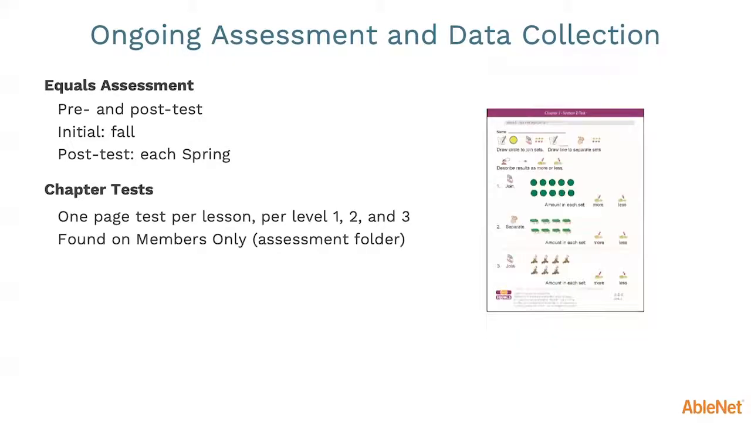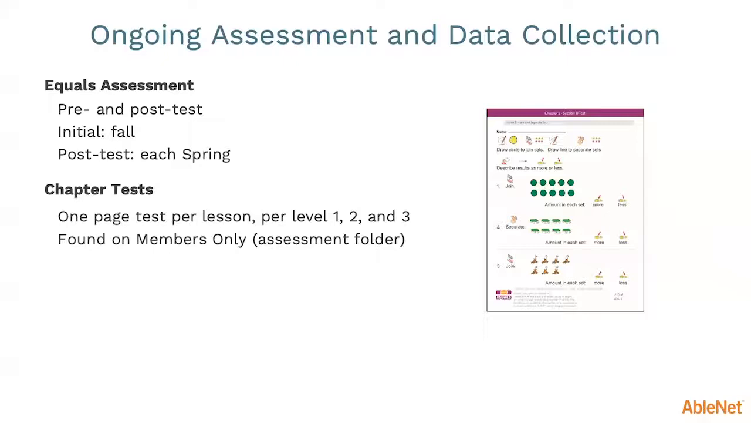A second assessment option available are the Equals chapter tests. The chapter tests are found within the members-only content. The chapter tests are differentiated for support and are available at levels 1, 2, and 3. Each page of the chapter test will correspond with one 4-page lesson of the chapter. It is recommended that instead of printing the chapter test in its entirety, which may be somewhere between 17 to 39 pages, to rather print the pages of the chapter test that you will need for a section or series of lessons, or even lesson by lesson.